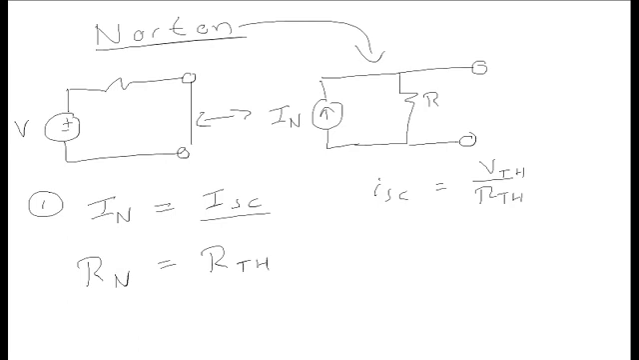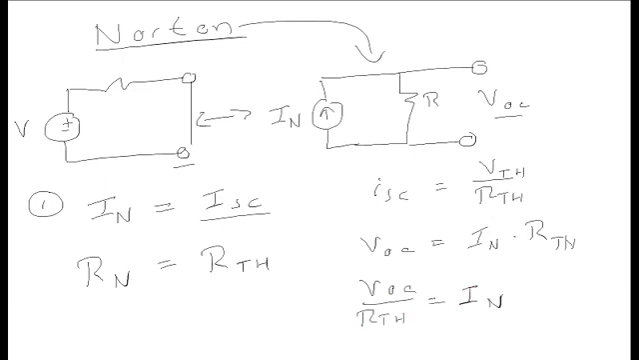Now, let's look at the Norton circuit and let's look at the open circuit voltage of the Norton. So, we looked at the current through the short circuit of the Thevenin. Now let's look at the voltage of the open circuit of the Norton. VOC is equal to I Norton times R. If we were to now rearrange this, and this is R Thevenin, then VOC over R Thevenin equals I Norton.